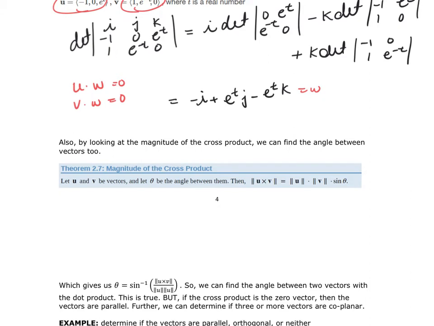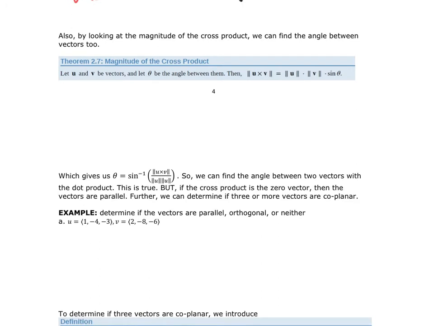So when we're looking at our cross product, we can also find the angle between the two vectors. The magnitude of my cross product is equal to the magnitude of my individual vectors multiplied together. These are scalars. This will be a scalar, and then multiplied by the sine of theta. This has to hold true. This gives us that theta is equal to the sine inverse of the magnitude of the cross product divided by the magnitude of u and the magnitude of v.